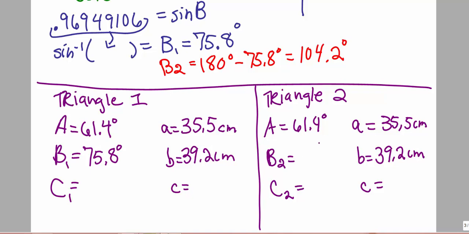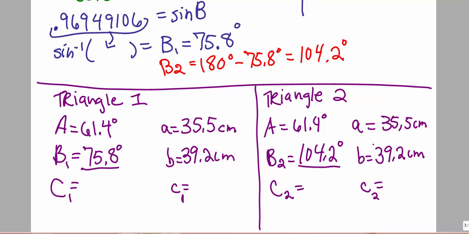Now for the second triangle, one of the options was the quadrant 2 angle that had that sine value, 104.2 degrees. So angle A, side A, and side B were all given. So we know those for sure for both triangles. Now the ambiguity arises with that quadrant 1 angle and quadrant 2 angle possibilities for angle B. So we have both of these possibilities.